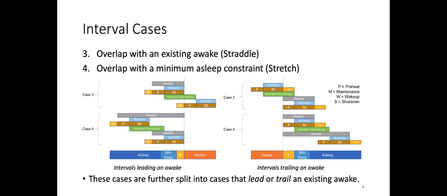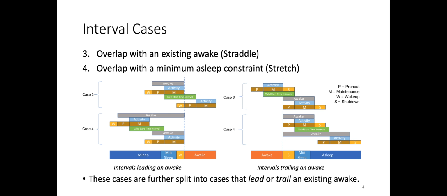The hard cases are when it's at the edge of one of our existing awake periods, and the question is how much it overlaps this awake period. If it's just a little bit, there's only going to be a small amount of savings of energy. If it's a lot, it's going to be almost as much as completely encompassed in the awake period. And so it depends exactly on how much overlap there is.